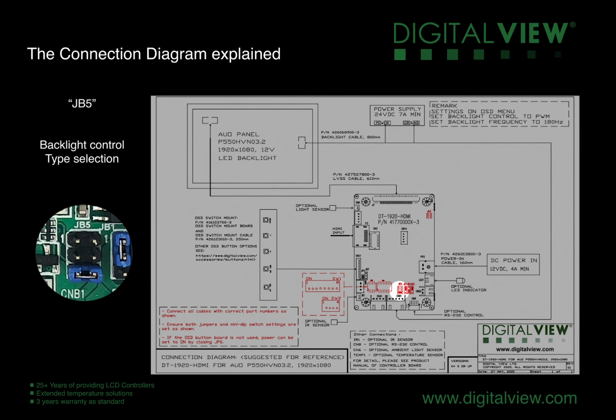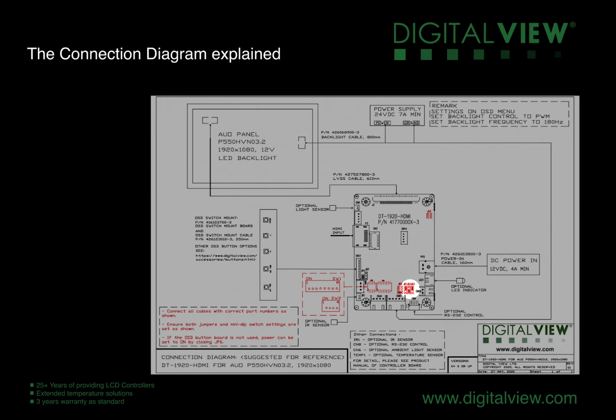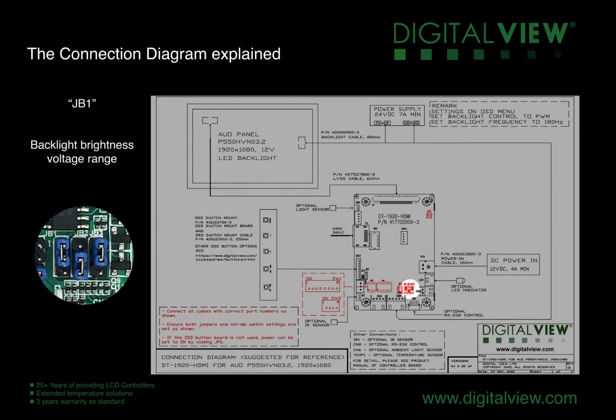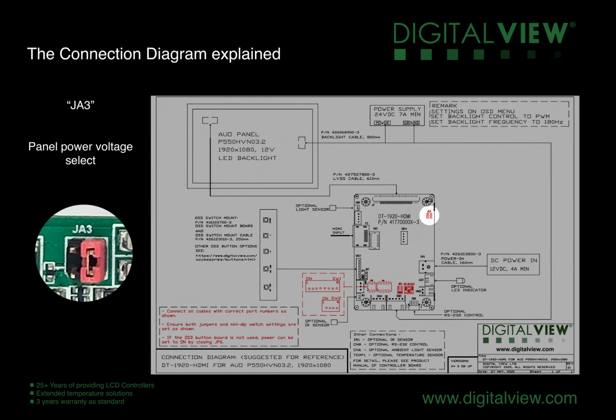JB5 is used for selecting the backlight control type, so whether you're dimming the backlights using digital or analog. Depending on the backlight being used, JB1 will need to be set for the voltage range, JB2 set for the signal level for the on-off control, and JB3 set for the signal polarity. And finally, JA3, this is the panel power voltage selection. It could be 3.3, 5 or 12 volts for this controller.